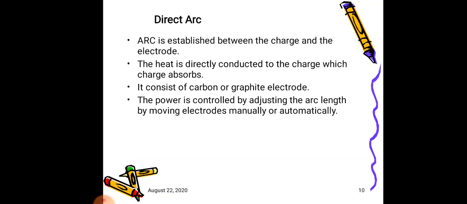Next topic is direct arc heating. In this type of arc heating, the arc is established between the charge and the electrode, and the heat is directly conducted to the charge, which the charge absorbs. Arc heating consists of a carbon or graphite electrode, and the power is controlled by adjusting the arc length by moving the electrode manually or automatically. It means that if we have to control the arc process, we have to vary the distance between the two electrodes.